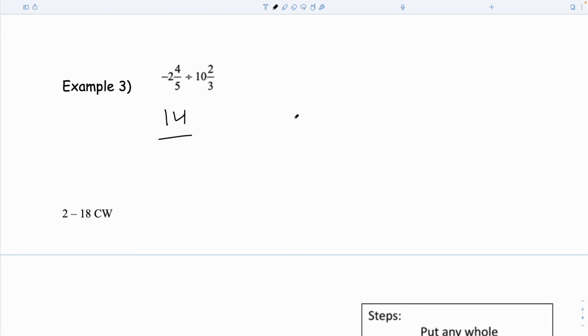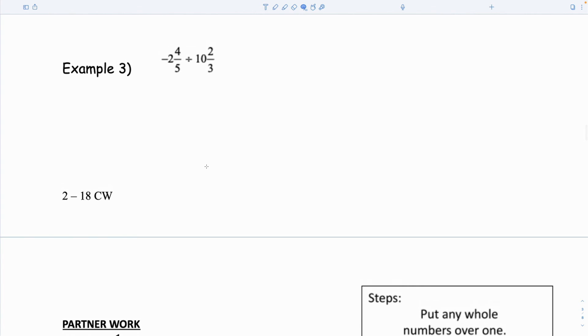Example 3. You have 2 improper fractions. If you have been chatting row number 3, please respect our team. You will be counted next time. I am now looking. Sorry I didn't catch you first. -2 4/5 divided by 10 2/3.